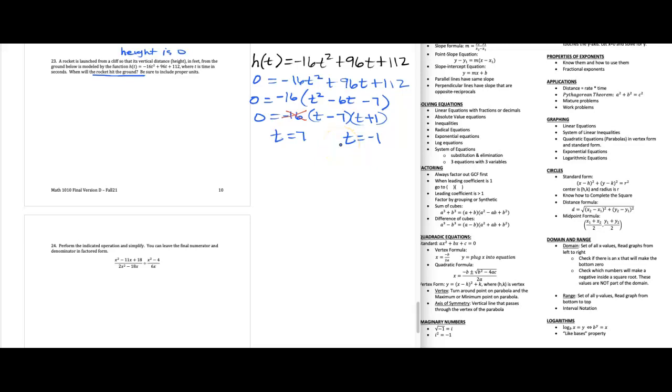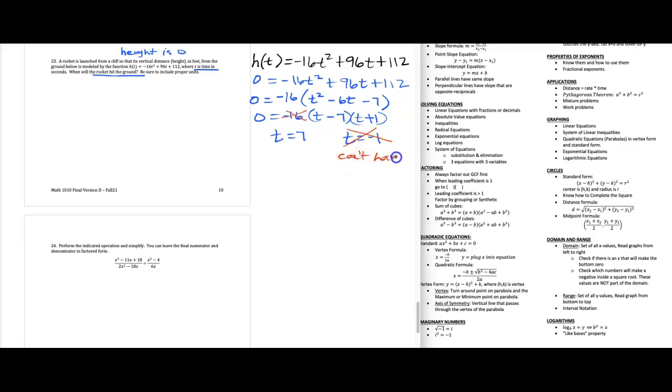But I am looking for the time, right? Could both of these be answers on this? Why or why not? No, because time cannot be negative. Yeah, time can't be negative. So we're just going to say, okay, let's get rid of this one. This was an extraneous solution for this given story problem. We can't have negative time.